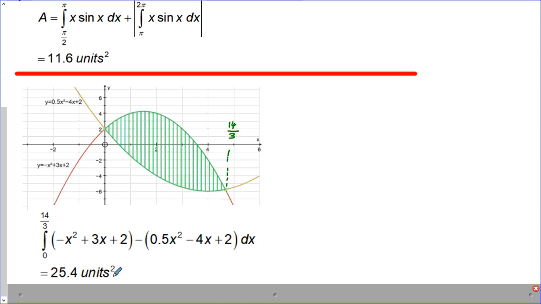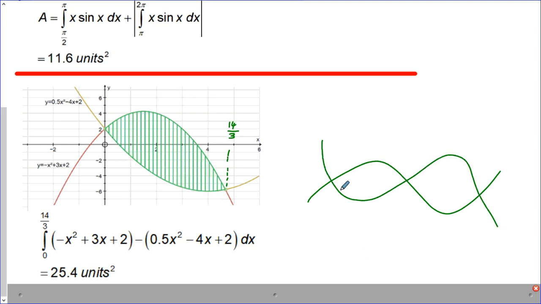Remember, areas are in units squared. Just be careful, if your functions swap over, then you need to go from here to here, bigger minus smaller, and then from here to here, smaller minus bigger. You can't integrate the whole way along, otherwise you're going to get that cancelling idea again.